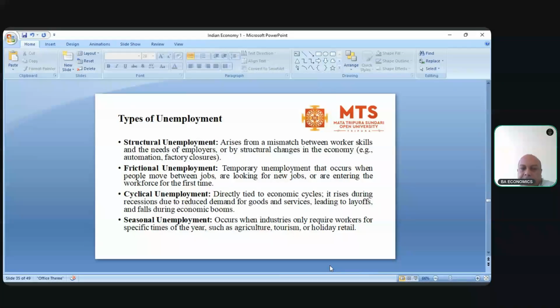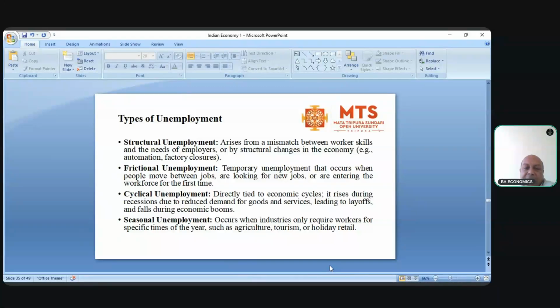Seasonal unemployment. Seasonal unemployment occurs because many people cannot be employed for 12 months in a year. It is possible that in certain months of a year there is no work, so during that period those people will be unemployed. It is known as seasonal unemployment. In India, in the agricultural sector and the tourism sector, this type of unemployment is basically found.